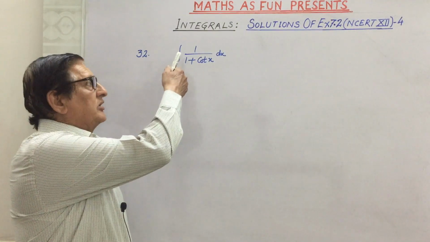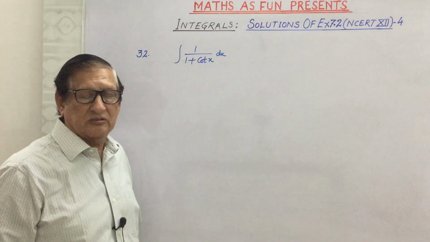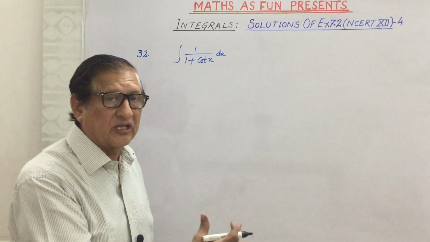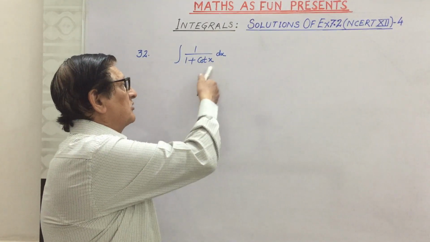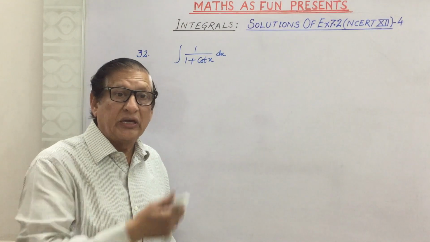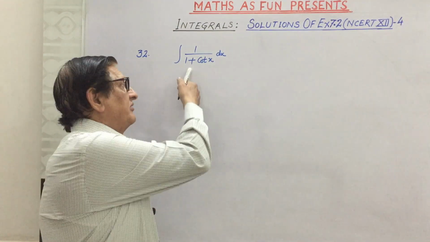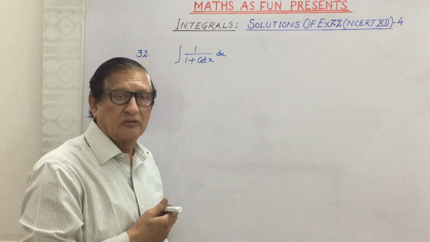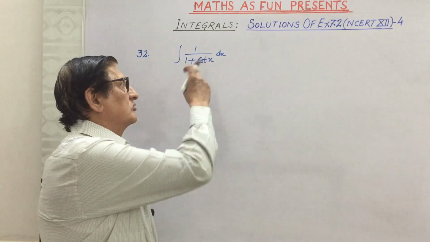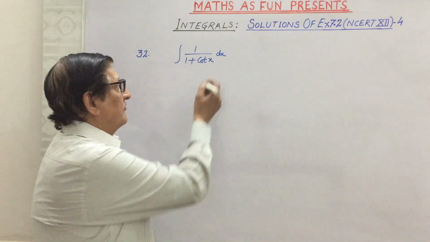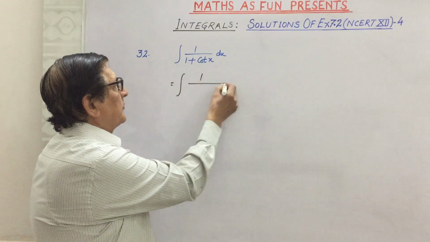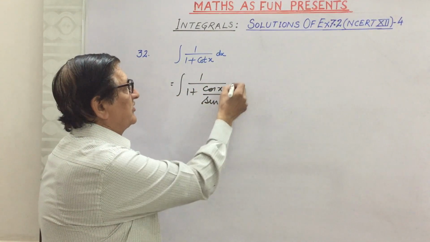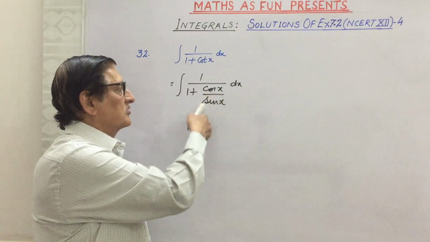Here we have the integral of 1 upon 1 plus cot x. What are we to do here? We have to find the solution, and for that, in case we take this particular function as t, we need its derivative, and the derivative of cot x is minus cosec squared x, which is not available here. So we have to convert it into sine and cos, and we can write this as 1 upon 1 plus cos x upon sine x, because we know that cot x is cos x upon sine x.